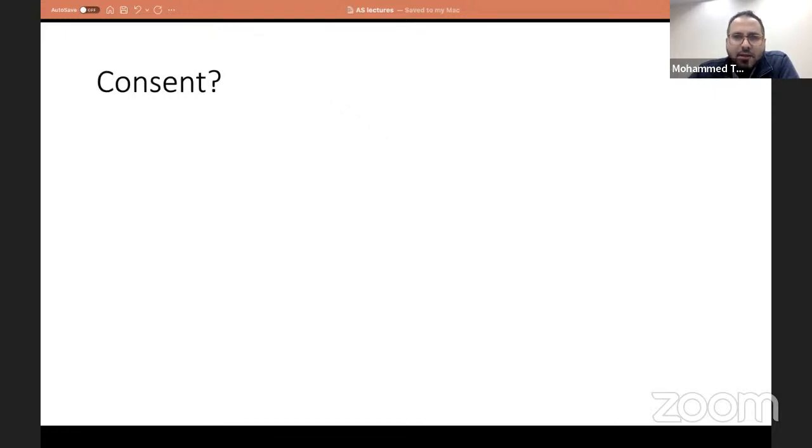So can anybody tell me how the consenting goes between you and the patient? What would you tell the patient going for an aortic valve replacement? What are the risks of this procedure?